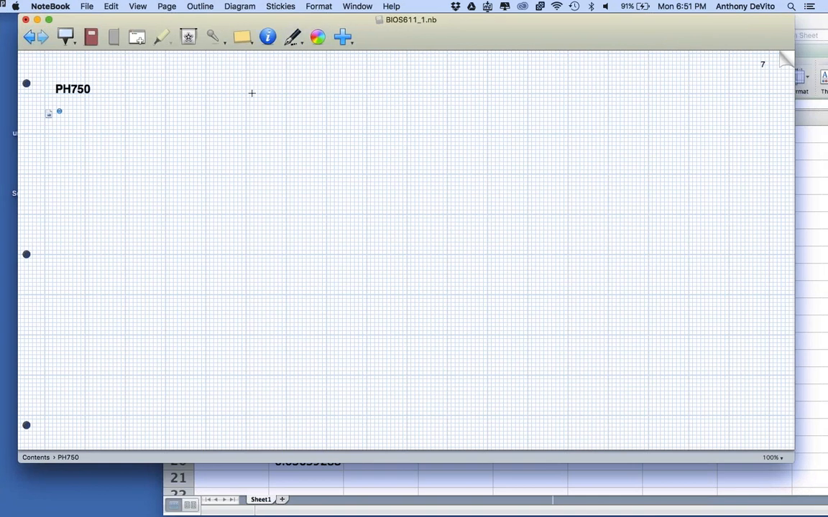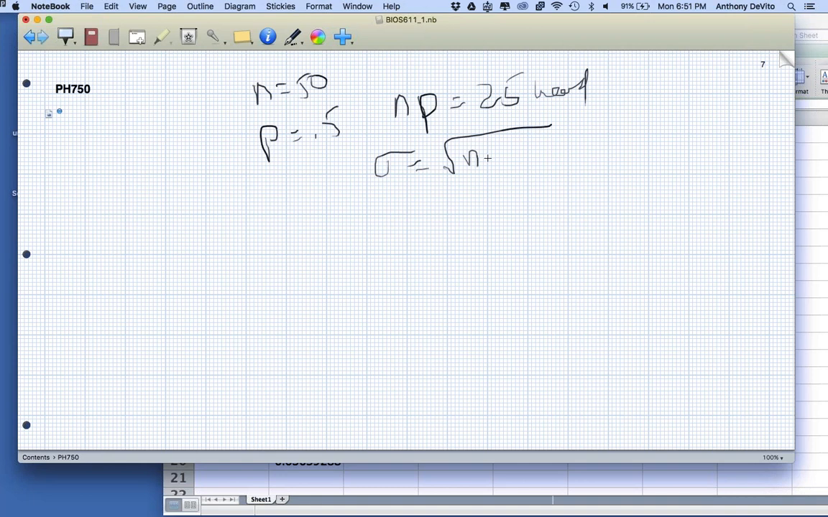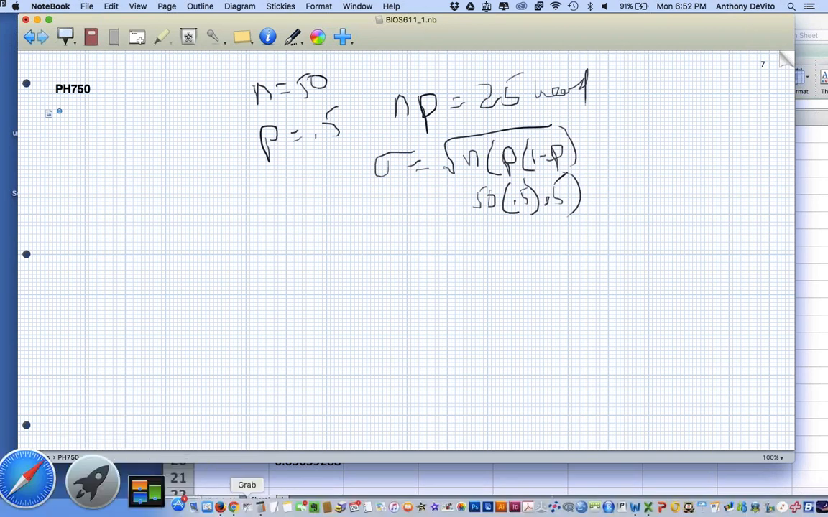Okay. Let's say n is equal to 50 trials like we were looking at before. The probability of heads and tails is 0.5. And so the average number of heads I would expect to get when I toss 50 coins, n times p, is going to be 25 heads. So what's our standard deviation for this distribution? It's going to be the square root of n times p times 1 minus p, which is 50 times 0.5 times 0.5.